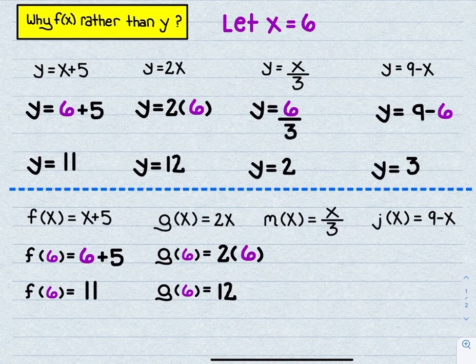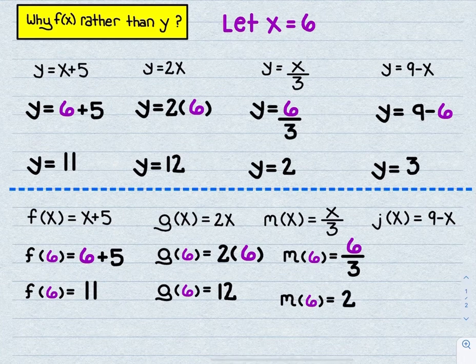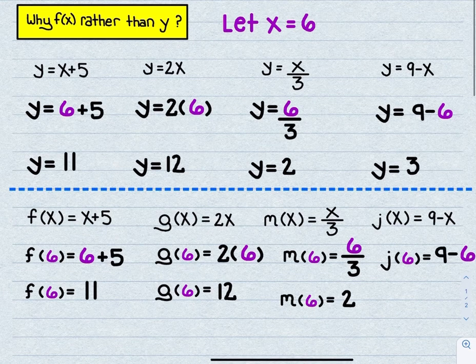That third one, to evaluate it at 6, I would write m of 6. So going to the m function and replacing the x with 6, evaluating 6 divided by 3, we get 2. So the m function evaluated at 6 is 2. Lastly, if we go to the j function, j of 6, that means we want to plug in 6 into that j function. 9 minus 6 is equal to 3.